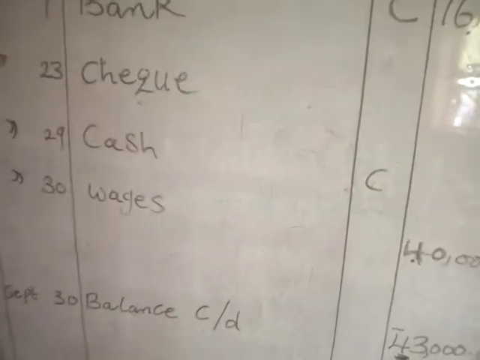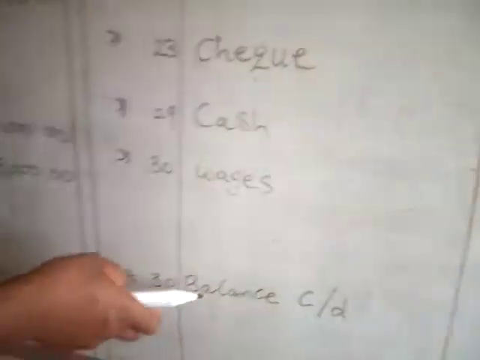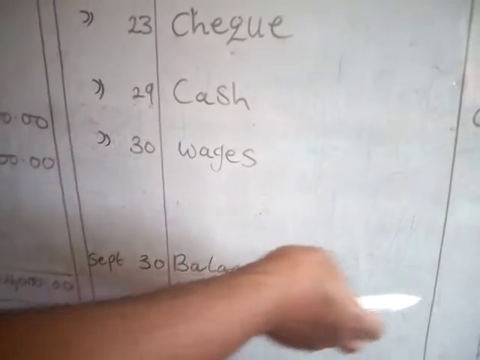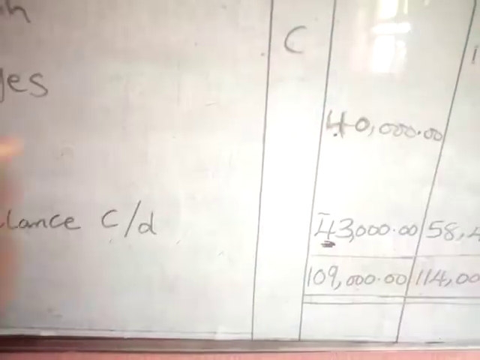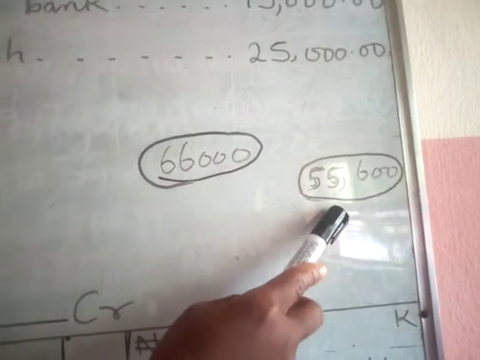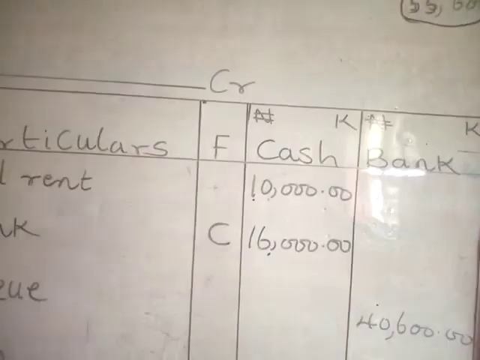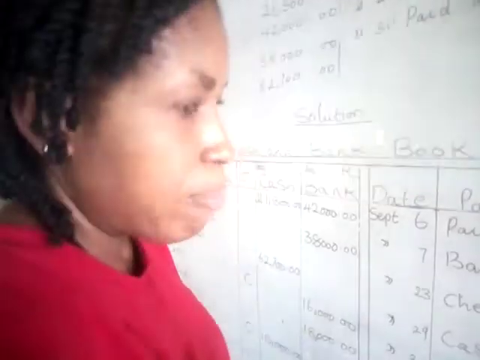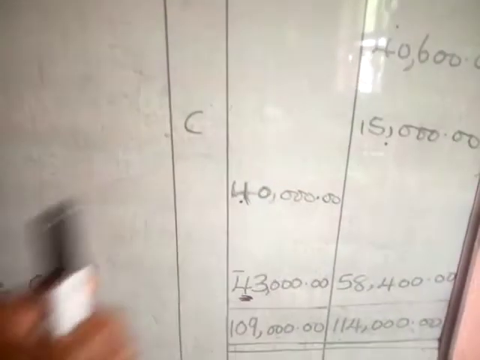Now our accounts are balanced, and on the particular you see that I have balance carry down, which is the balance that is remaining after the expenses. Now for that month, the company has cash of 109,000 naira, and in their bank account they have 114,000 naira. And at the end of the month, these are the expenses they made: 66,000 naira cash and 55,600 naira bank. So by the time we finish our subtraction, we have a balance of 43,000 naira in cash and 58,400 naira in bank.